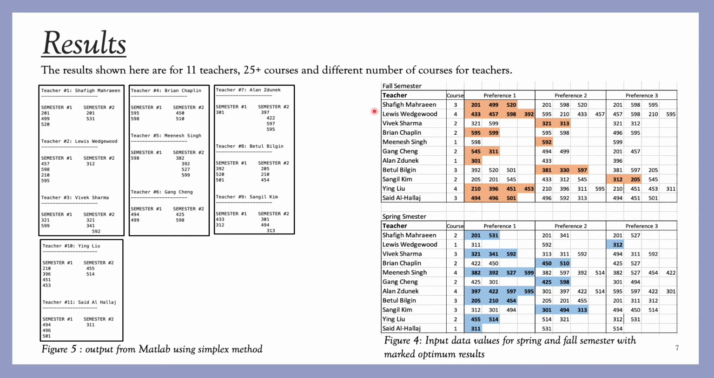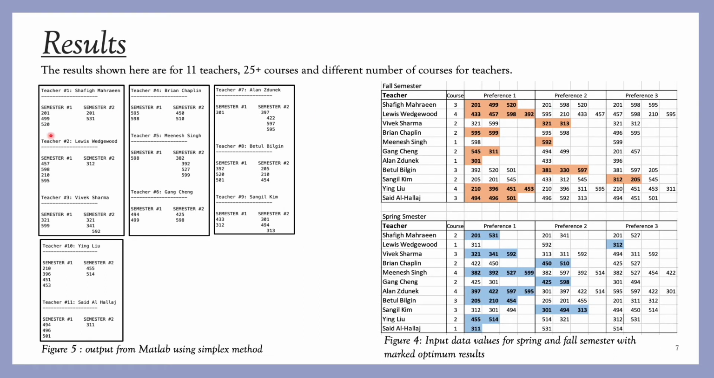For example, Dr. Shafiq Mareen wants to teach 3 courses in fall semester, but Dr. Minesh Singh wants to take only 1 course in fall semester. So this gives us flexibility in allocating the courses. The highlighted courses over here show the optimum results, and we can match these results with the original results from the Matlab.